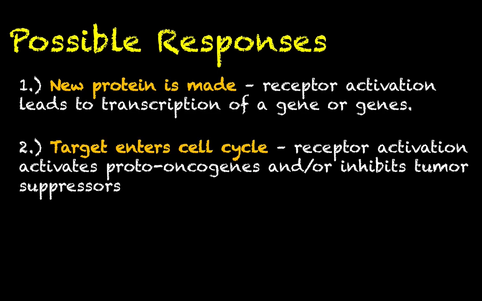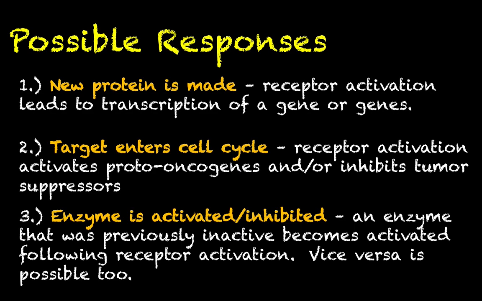Another possible response is that the target cell is induced to enter into the cell cycle. So you start getting cell growth or differentiation or something like that. You often see this with stem cells. So here, the activation of the receptor is either going to produce some combination of activating proto-oncogenes that get the cell into the cell cycle and or inhibiting tumor suppressor genes that prevent the cell from going through the cell cycle. So this is all about kind of providing the stimulation that is necessary to tell the cell that conditions are favorable for entering the cell cycle, so let's go ahead and do it.